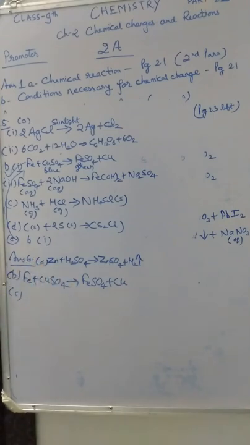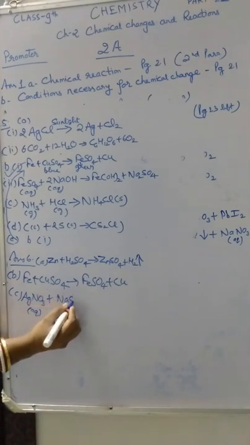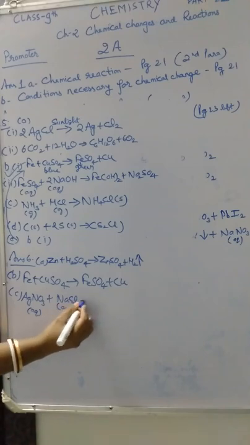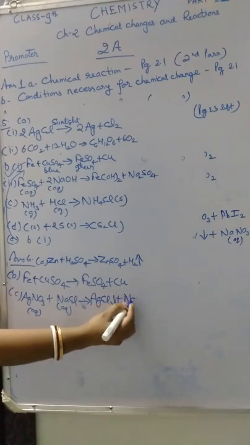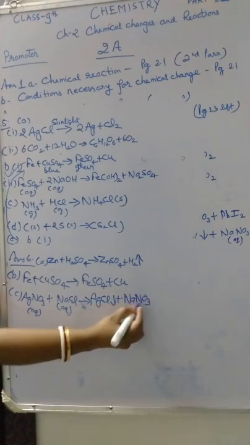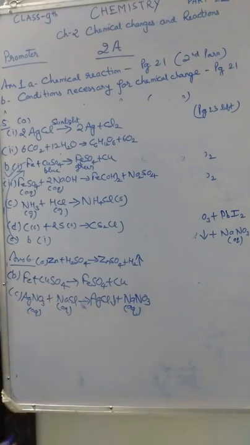Okay. Now C1 is precipitate is formed. Very simple example: when silver nitrate in aqueous form reacts with sodium chloride in aqueous form, you will get silver chloride precipitate and sodium nitrate. Okay, in aqueous form.